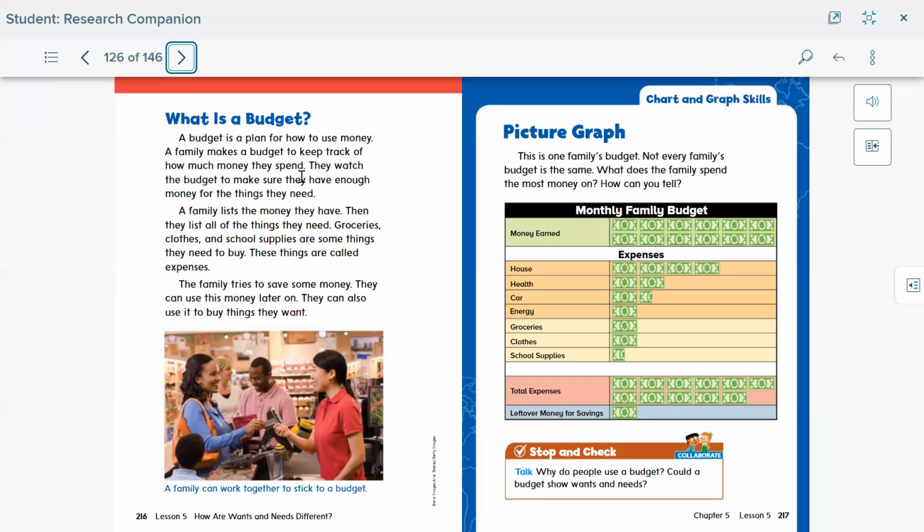The family tries to save some money. They can use this money later. They can also use it to buy things they want. So a family can work together to stick to a budget. And this is very important.